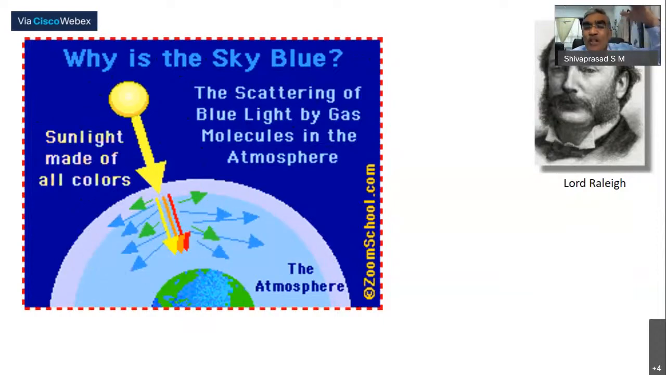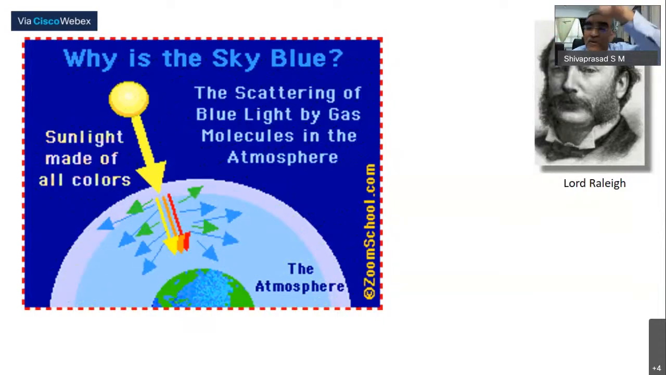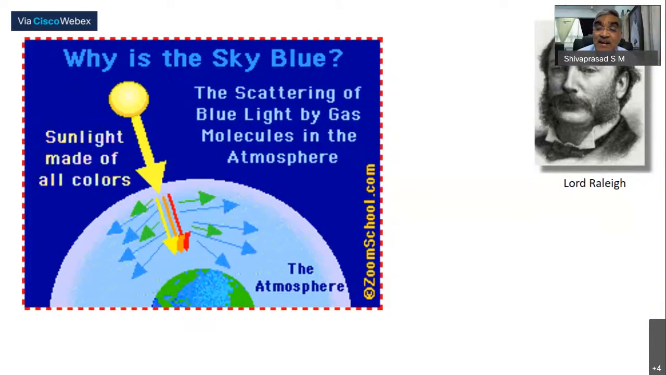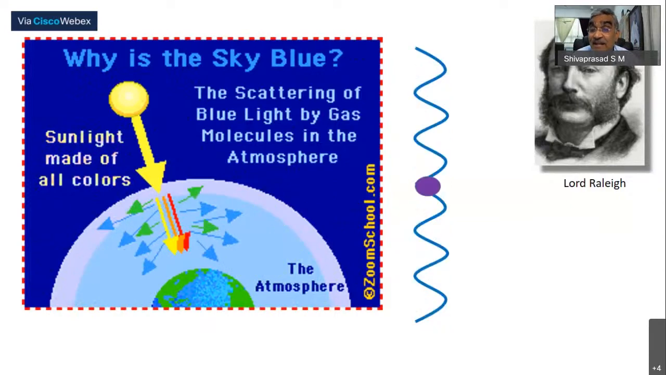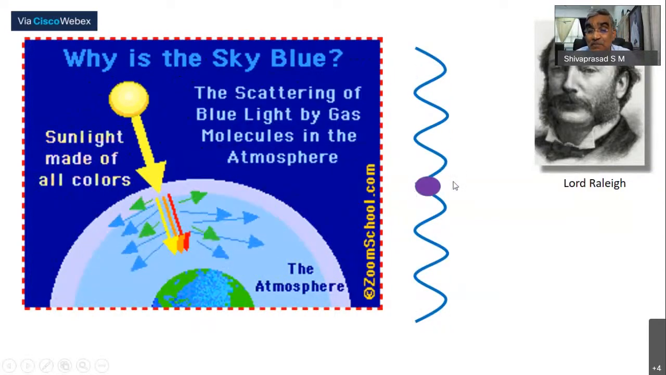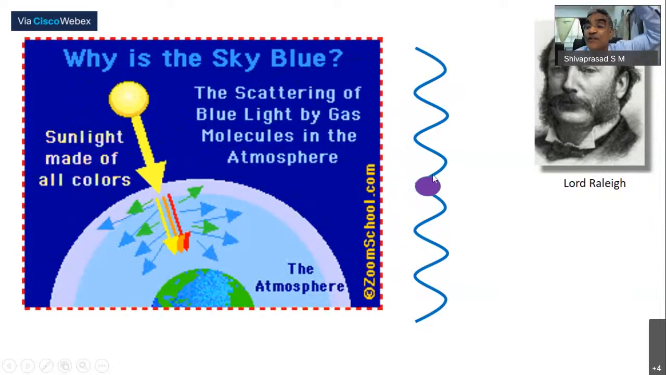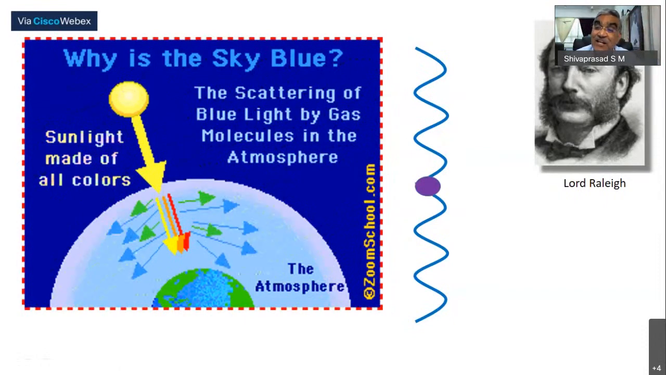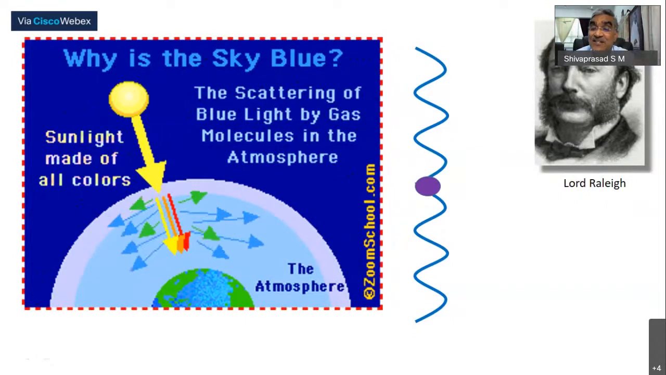Because the sun gives out all the colors. It gives all the VIBGYOR colors. All the colors come to the earth. But why is the sky blue? Then he understood that the blue light has a smaller wavelength, so it can scatter a lot from all the air molecules, the dust particles, the water molecules inside the atmosphere. And that's why the blue light scatters while the others don't scatter.